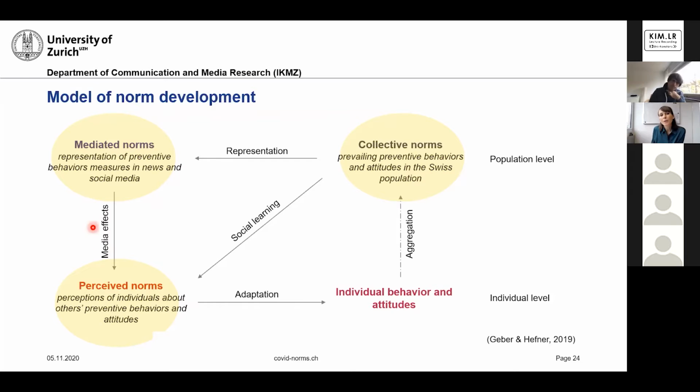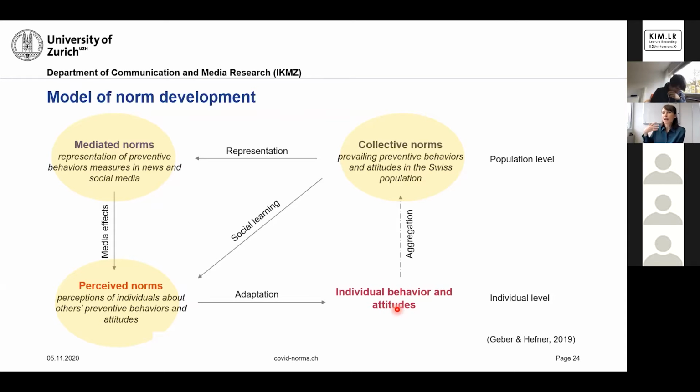So beside the media effects, we assume that normative perceptions are also affected by social learning processes. So we assume that people observe and learn in direct social interactions with others what they appreciate and what they do. And these normative perceptions, in turn, that are affected by media effects and social learning processes, have an impact on individual behavior and individual attitudes. And this is basically the idea of most behavioral theories, like the theory of planned behavior, for example. So the idea is that individuals adapt their own behavior to what they perceive as being socially approved and being a widespread behavior in social reference groups.